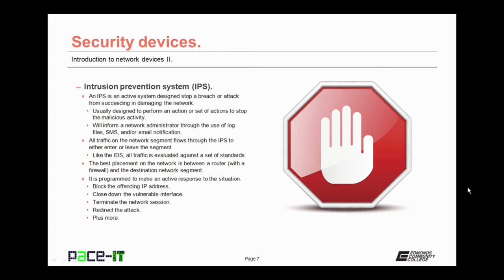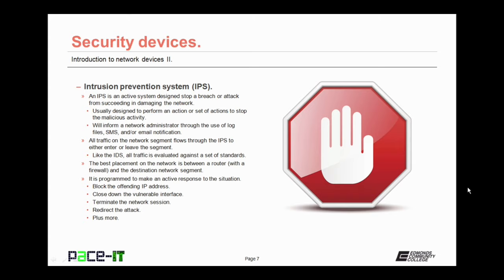Like the IDS, all of the traffic is evaluated against a set of standards, and they're the same standards that are used on the IDS. The best placement on the network segment is between a router, with a firewall hopefully, and the destination network segment. That way all the traffic flows through the IPS.